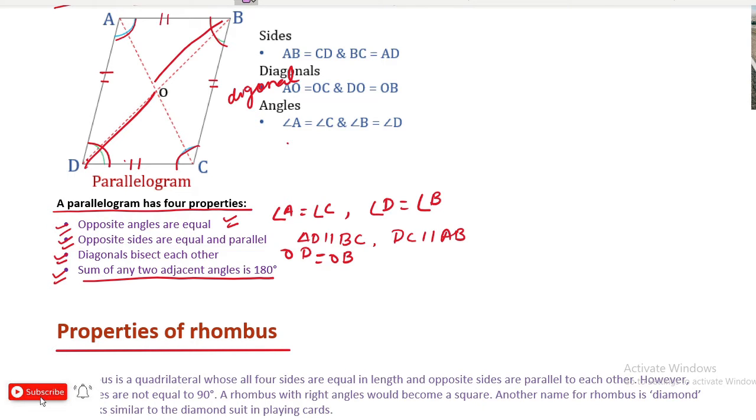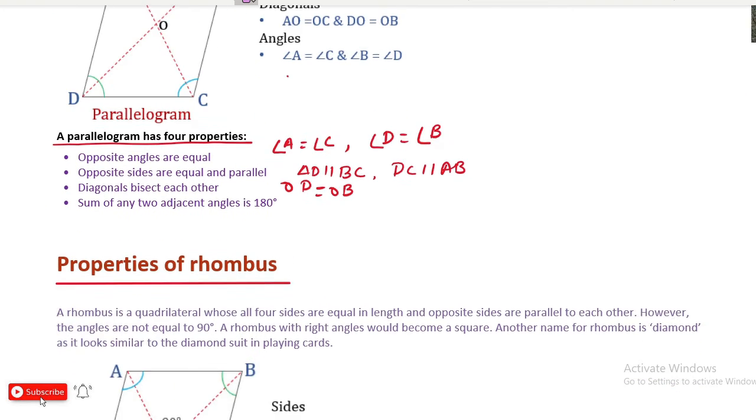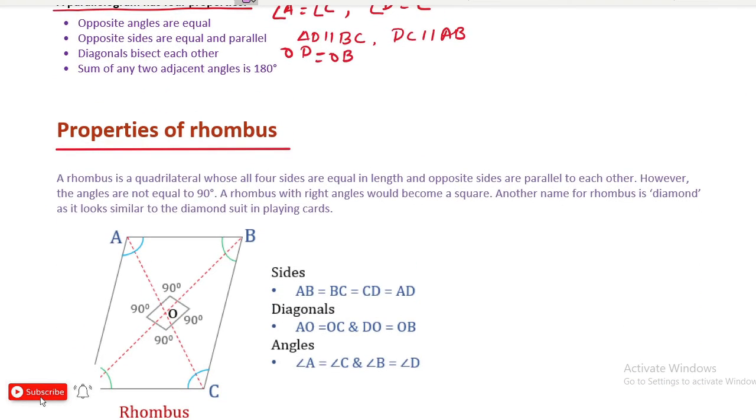In this line it says that adjacent angle means angle D is adjacent to angle C. That means the sum of these two angles, angle D and angle C, will be equal to what? 180. Okay, these are the four basic properties of the parallelogram. Okay, now our second topic, properties of rhombus.